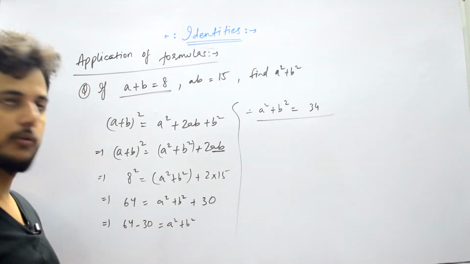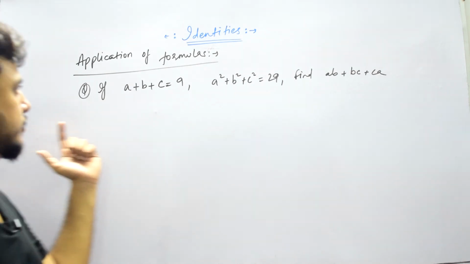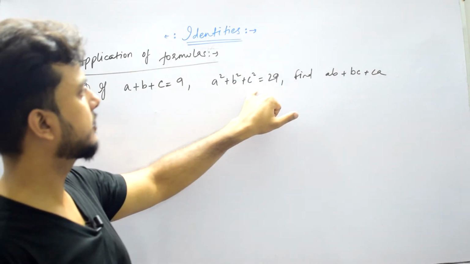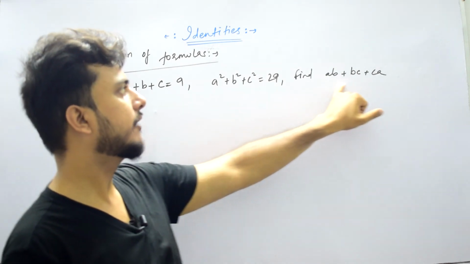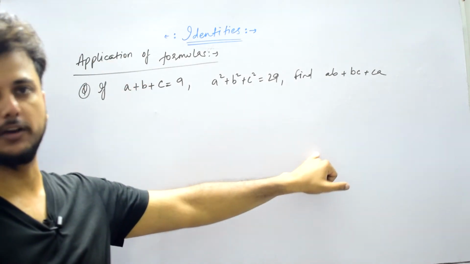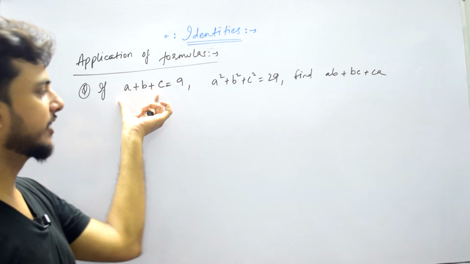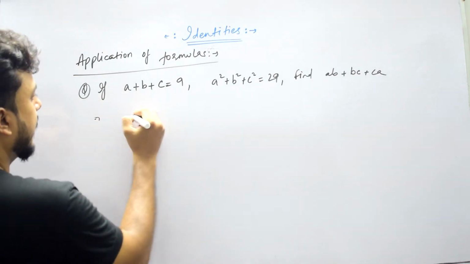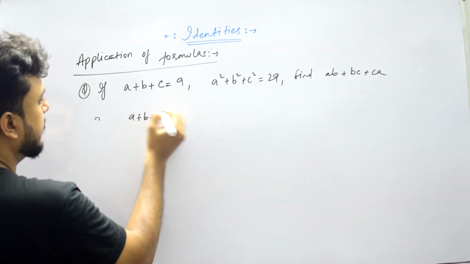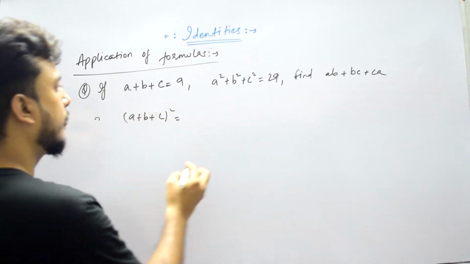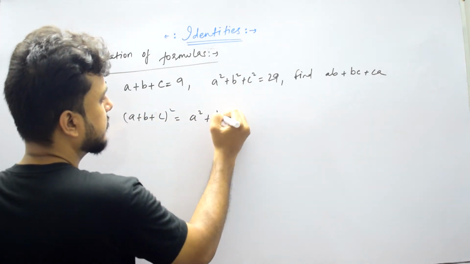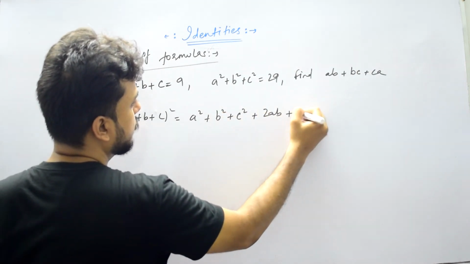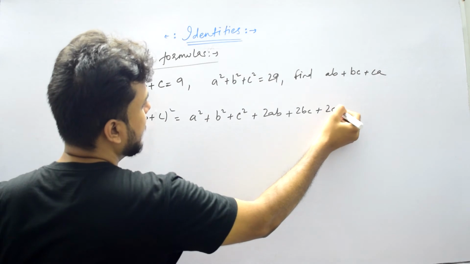Now let us see some more questions. In this question we have A plus B plus C equals 9 and A square plus B square plus C square equals 29. We have to find AB plus BC plus CA. We can see that there are three terms, so we have to use this formula, that is (A plus B plus C) whole square. Now this formula was A square plus B square plus C square plus 2AB plus 2BC plus 2CA.